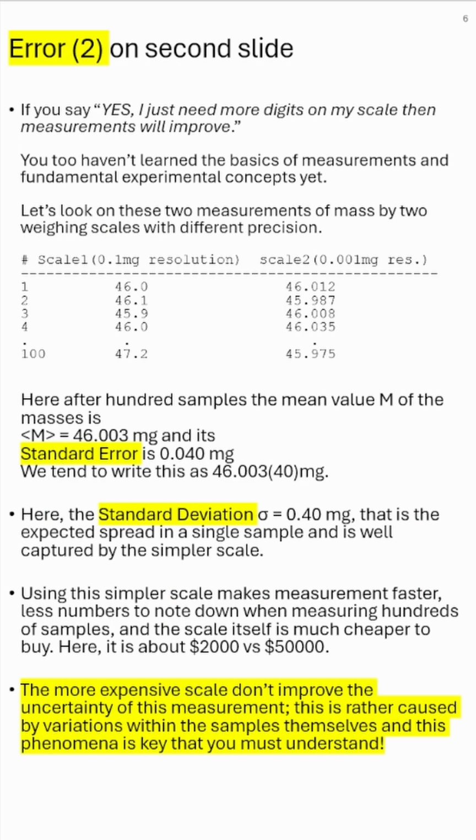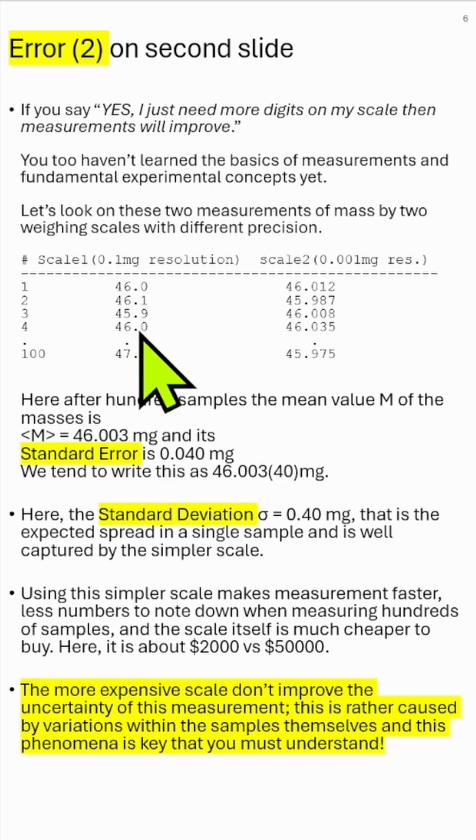Okay, deadly error 2. That was if you said, yes, I just need more digits on my scale, then measurements will improve. If you are in that case, you haven't learned the basics of measurements and the fundamental experimental concepts yet either. So here I have a table. Let's look at this. It's two different weighing scales that have different precision, and these are data sets of 100 samples, but we only have 5 samples presented here in the table.